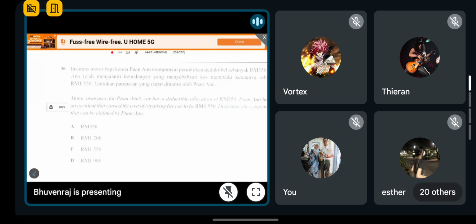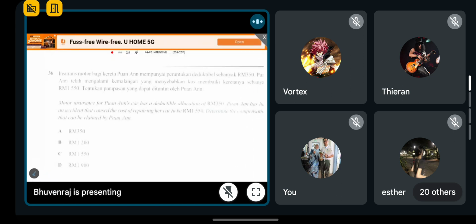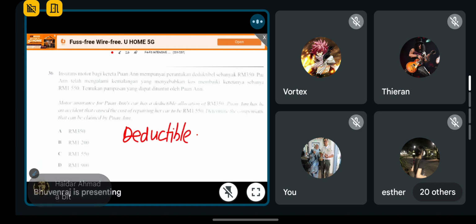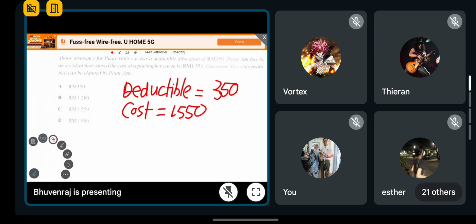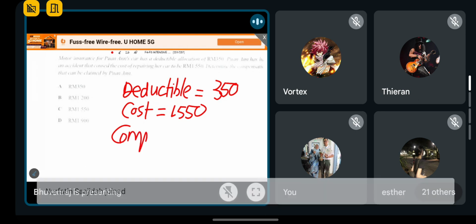This one a bit blur, but I hope you guys can see over there. If not, I have to write out the value. Barely, okay, I write out. So they say that the deductible is 350 and the cost is 1550, and they ask for the compensation. So now can you guys tell the answer?